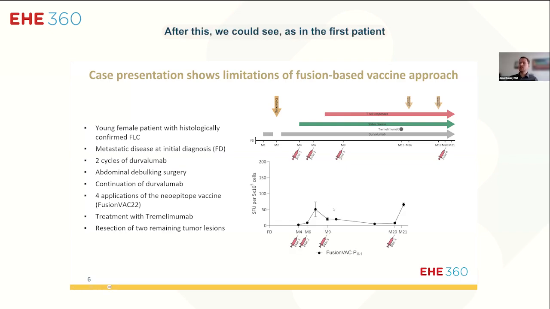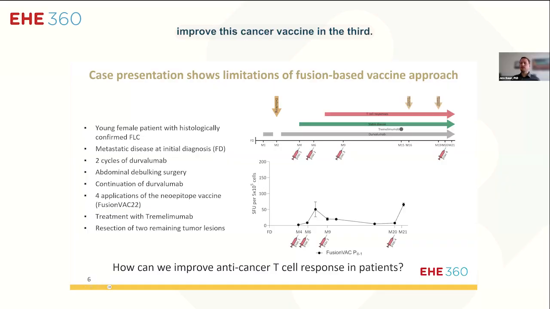After this, we could see, as in the first patient that I showed, an induction of T cells against this antigen. However, it was a minor reaction by the T cells. So shown here on the scale, the response was in the 1,000 spots, and here we are around 50, so it was a borderline activation. Even though we vaccinated several times, even after the 4th booster, it only went up a little. So we were thinking about how we can improve this cancer vaccine even further.